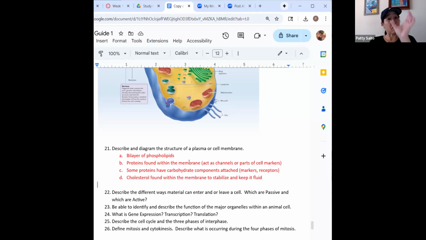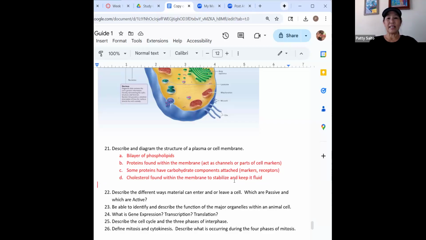Some that go all the way through the membrane can act as channels through which materials can go in and out. And then sometimes proteins have little markers on the outside that help us to distinguish our own cells versus foreign cells. All right. Some proteins have carbohydrate components that reach to the outside, and those are also markers and also receptors. Now, receptor is something that receives information or receives a molecule. So if we have a receptor on the outside and we have a molecule that can bind to it, then it can cause some kind of action inside of the cell to happen.